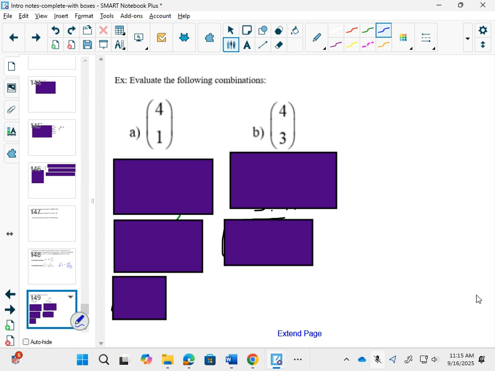So 4 choose 1. Okay? I can use the formula. Some of them you can do in your head. You have 4 items. You choose one of them. How many ways could you do that? 4 ways. So sometimes we can just do things logically. 4 items, I choose 1. The answer to this will be 4.